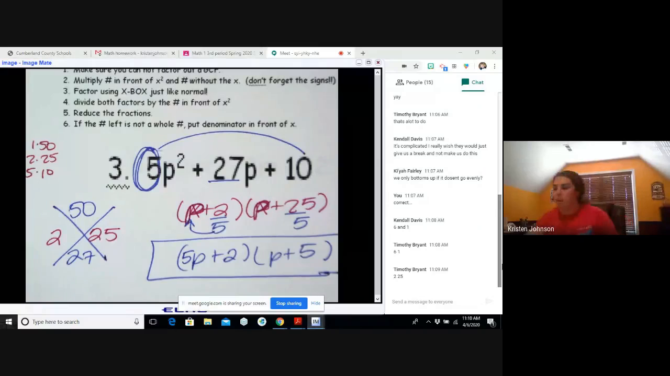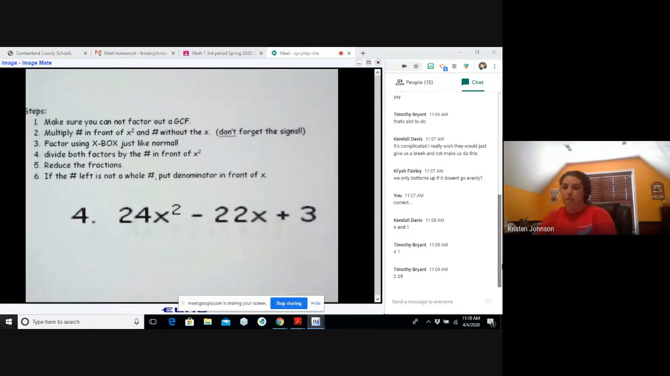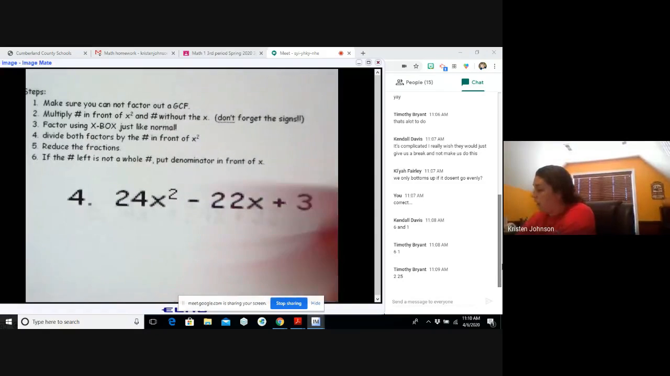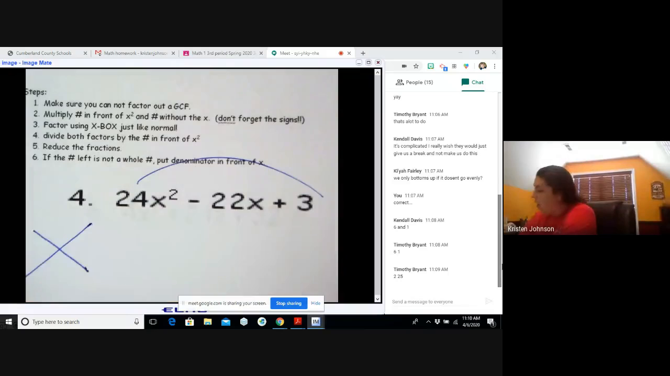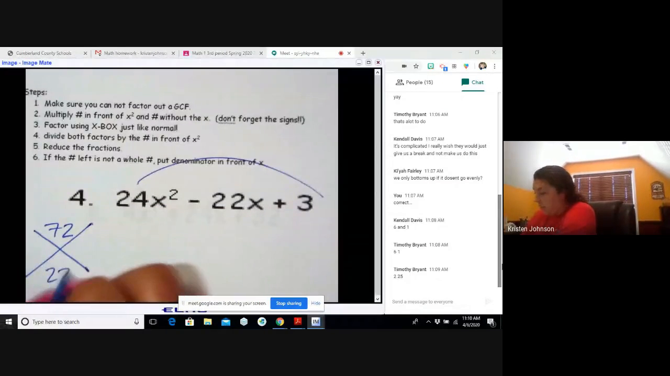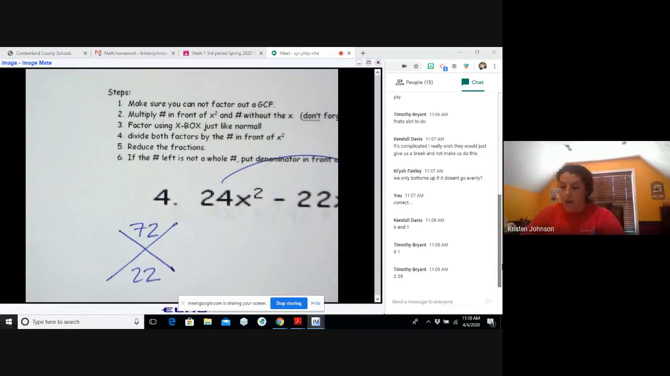All right. So number 4. Okay, now this is a little tricky because of the numbers. Okay, so again, there's no GCF here, so I'm going to multiply. 24 times 3 is going to give me 72, and this is going to give me 22. All right, well, let's see what we can think of. We've got 72 that we know of.